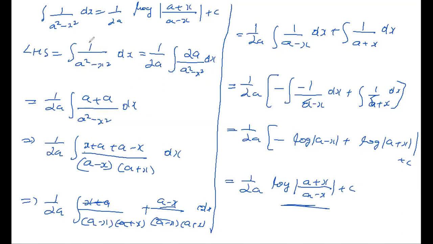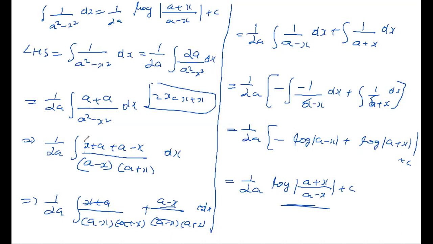Okay. Once again I'll explain. Integration of 1 by a square minus x square dx is equal to 1 by 2a log (a plus x) by (a minus x) plus c. I'm taking the LHS part, integration of 1 by a square minus x square dx, multiply and divide by 2a. Next step, 2a I'm writing as a plus a. I'll tell you why I'm doing that.